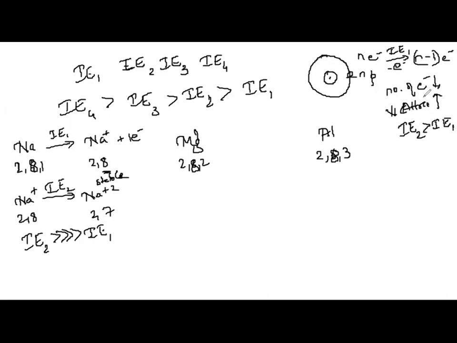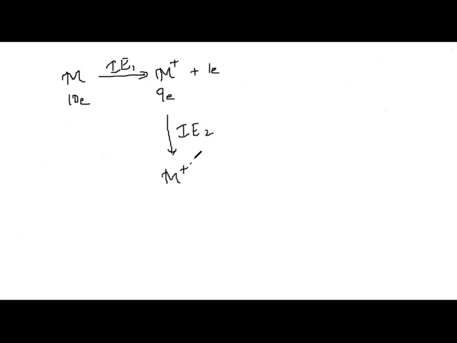Suppose you have removed the second electron also. Now, how many electrons remained? I'll give you a simple example of some metal atom, say it has 10 electrons. I will put in first ionization energy and remove one electron. So how many electrons remain? 9. For this I will put in second ionization energy and it will become M 2 plus. How many electrons are there? 8. Here I will put in third ionization energy and remove one more electron. It becomes M 3 plus. How many electrons are there? 7.